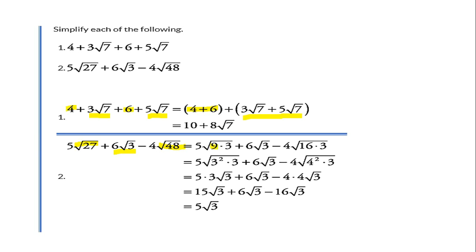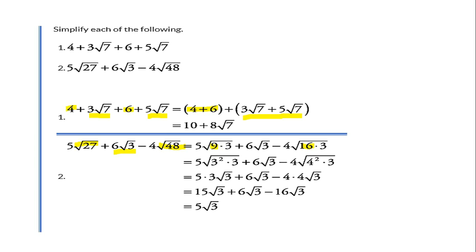Also for 48, we will search for a perfect square. 48 contains more than one perfect square, but the largest one is 16. It is 16 times 3. To simplify it once, if you choose a smaller one, for example, it is also 4 times 12. 4 also is a perfect square, but then radical 12 we need to simplify more. So here, the best is to choose 16 times 3.